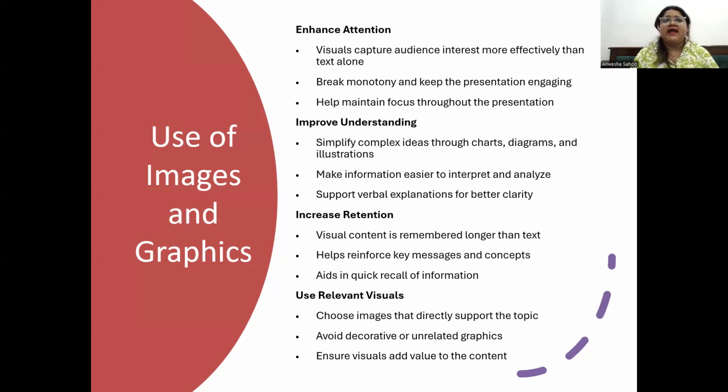So just ensure that the value you are providing to the audience, and the images you are using, have a balance between the two, text and image. They should also have a proper understanding of what kind of information you want to share with your audience, and they should have a proper meaning for your presentation.